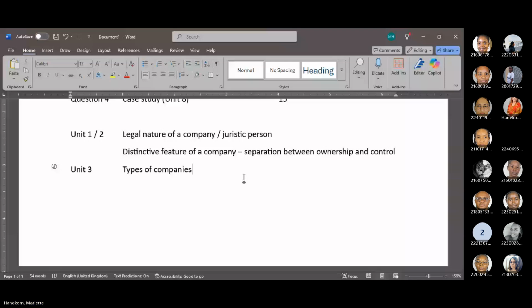Certain provisions of the Companies Act do not apply to private companies. So in certain instances, the final answer that you give will differ depending on the type of company. So always be aware of what type of company we are dealing with.